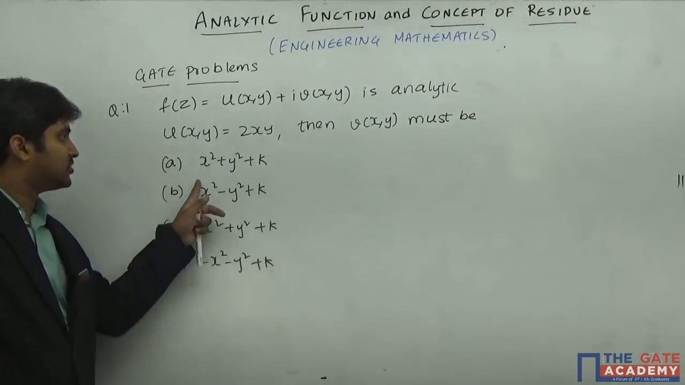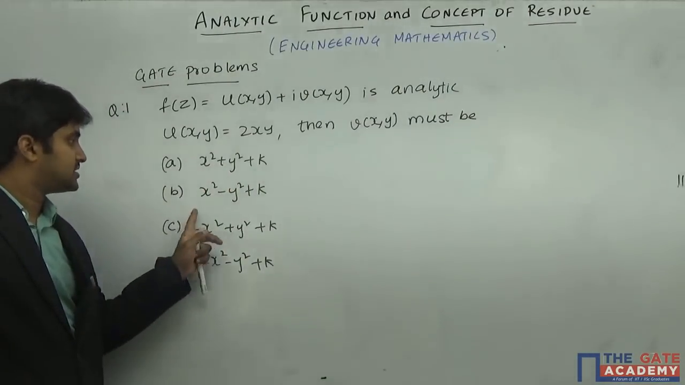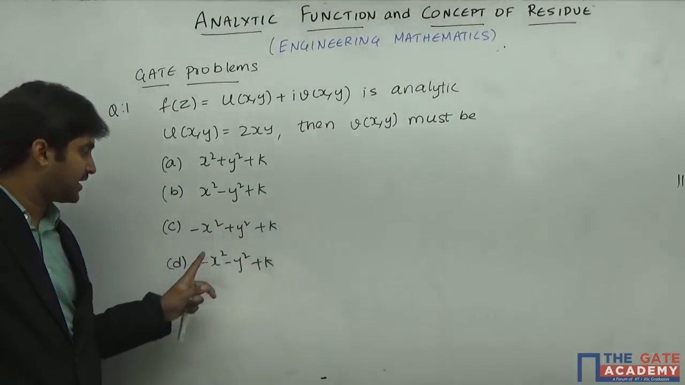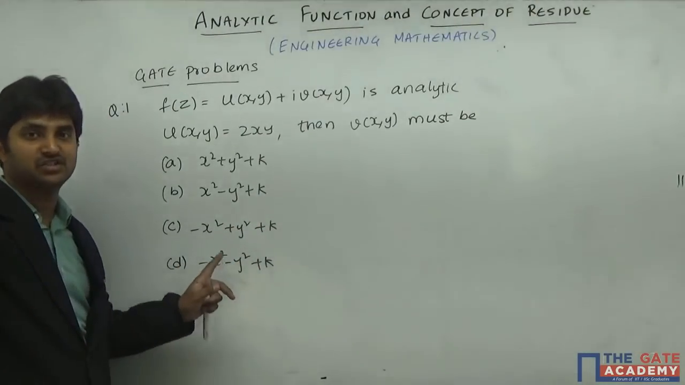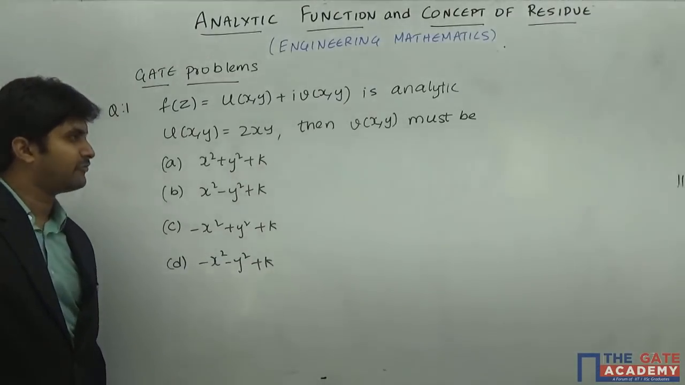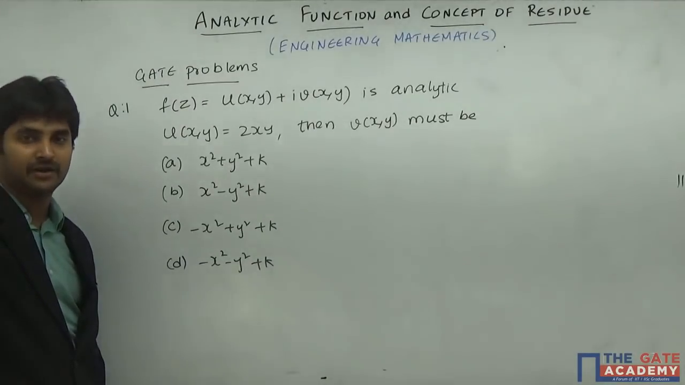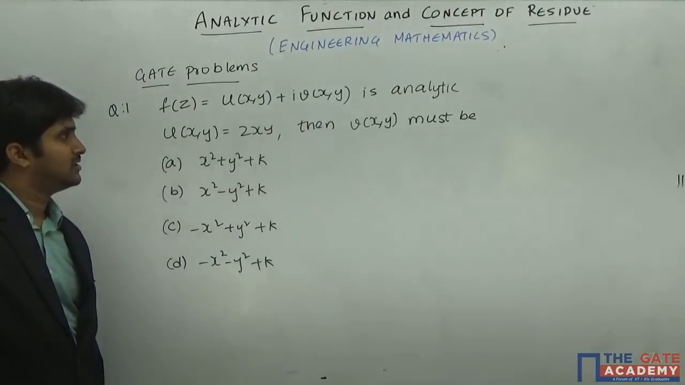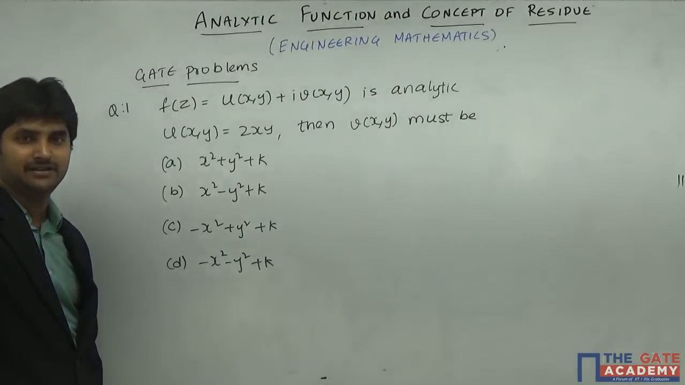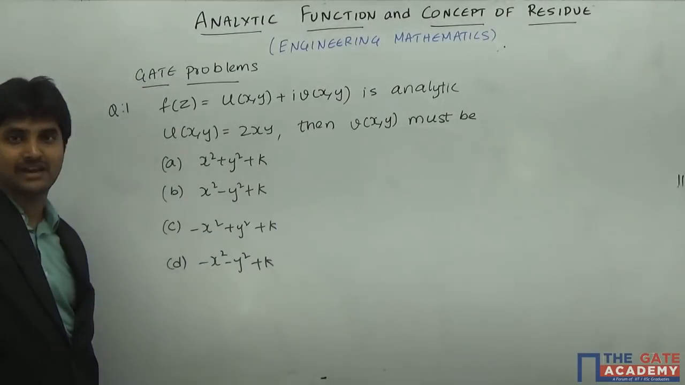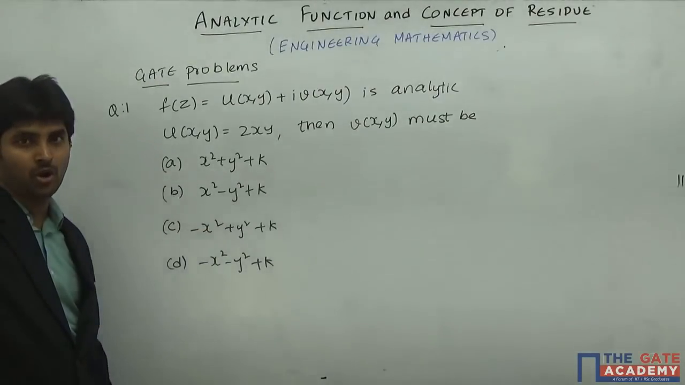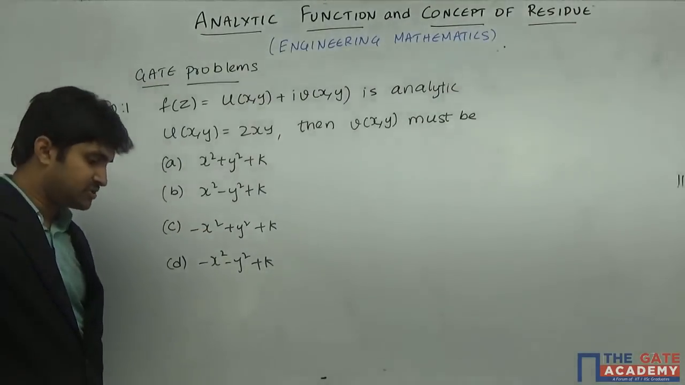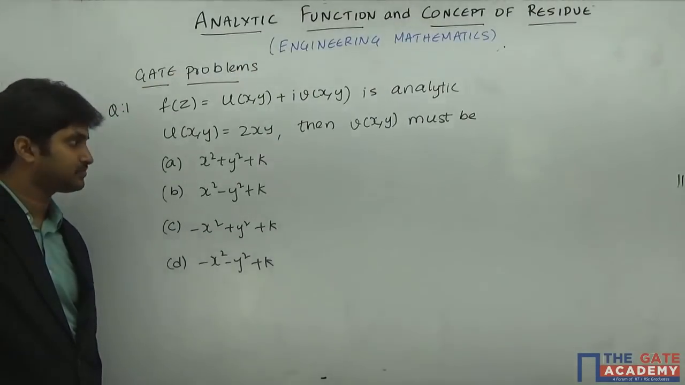The first option is x square plus y square plus k. The second option is x square minus y square plus k. The third one is minus x square plus y square plus k. The last one is minus x square minus y square plus k. We have to find the value of the imaginary part of the function. The good thing is that they have already given the real part, and it is analytic in nature. So using the Cauchy-Riemann equation, we can verify the options. You can pause the video and try to solve the problem.